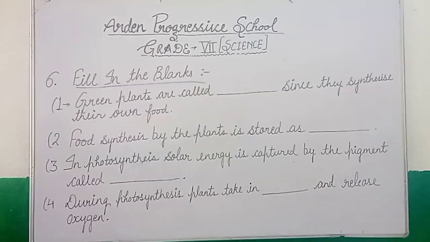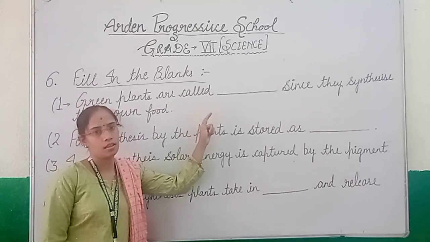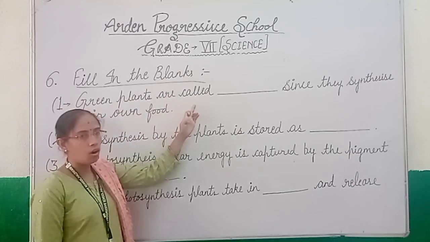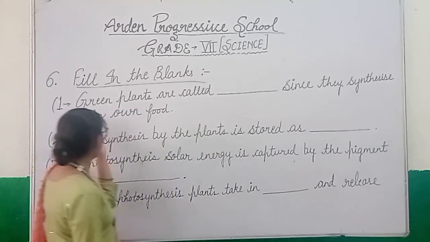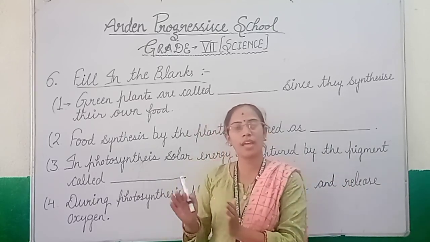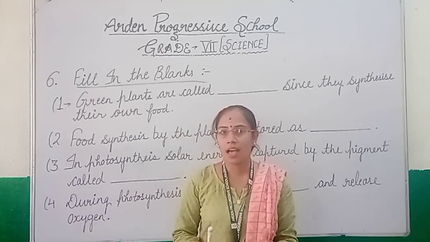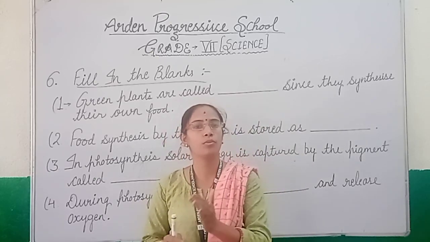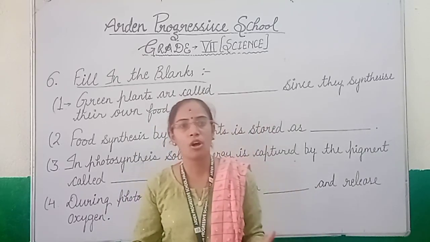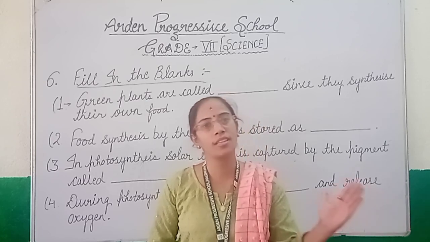This is clear? Okay. So, students, in your exercise, question number 6 is fill in the blanks. Now, your first fill in the blank is: green plants are called dash since they synthesize their own food. At the starting of your chapter, we discussed there are two types of organisms, heterotrophs and autotrophs. The autotrophs are those organisms which prepare their food by themselves, and heterotrophs are the organisms that depend on others for their nutrition, or you can say food.